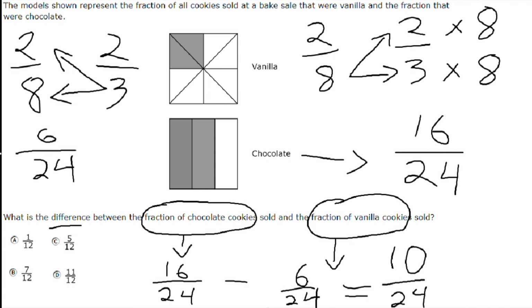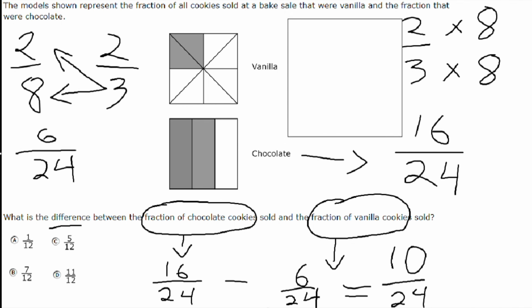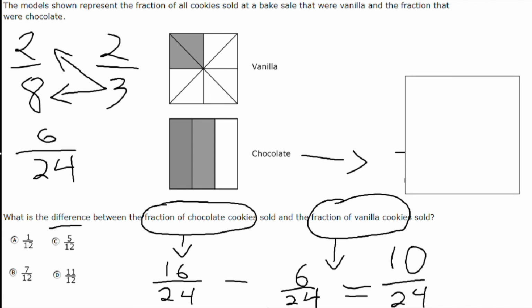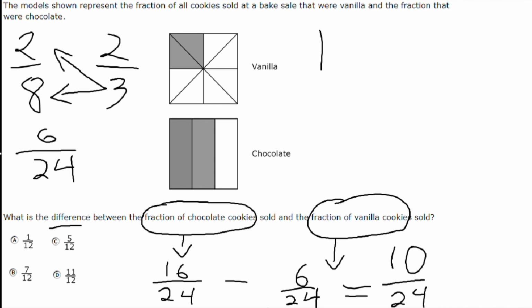All right, now let's stop here. Our answer we got was 10/24, but we do not see that answer in the answer choices A, B, C, or D. All right, so what do we do now? Well, now we have to do something which is called reducing our fraction or simplifying our fraction. So let me create some space up here. All right, so our new fraction, which is the difference between the two, is 10/24.